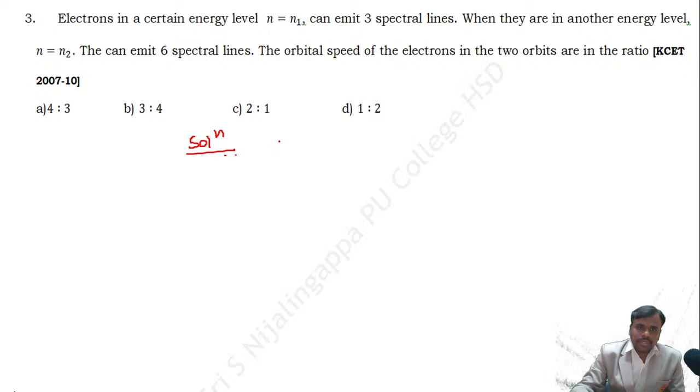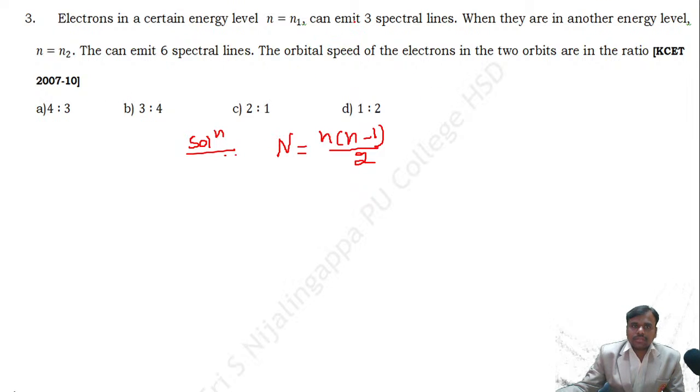The number of spectral lines emitted, that is capital N, is equal to n into n minus 1 whole divided by 2. By using this relation, we can easily calculate the number of spectral lines emitted. But here the number of spectral lines emitted is given in the two cases. That is, in the first case capital N is 3, and in the second case capital N is 6.